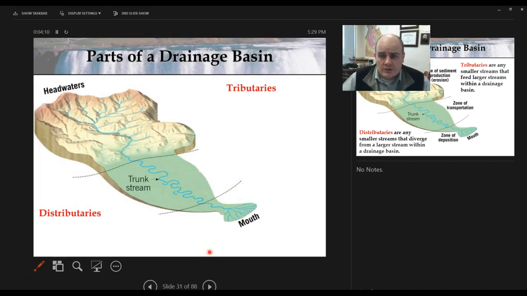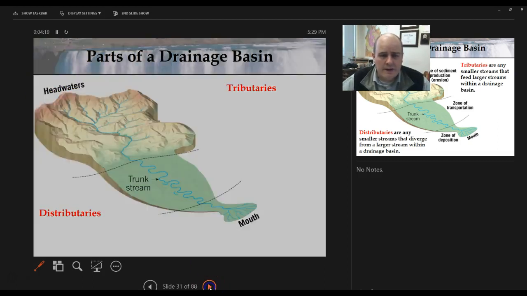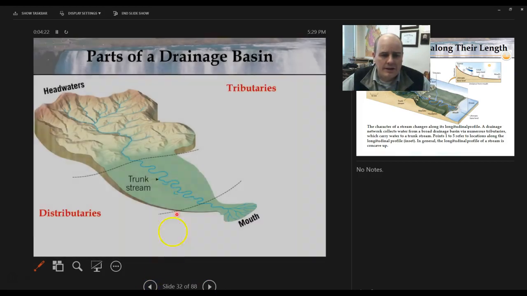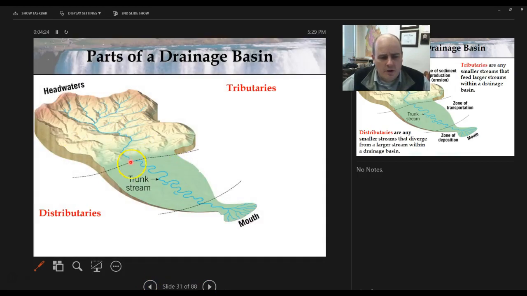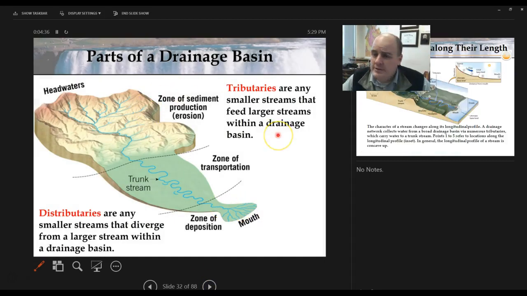Okay, so just like we were talking about before, there are some basic parts of a drainage basin. You have what we call the headwaters up at the top. We have lots of tributaries. Okay, and then you get to this area here, which we call the trunk stream. Okay, and then we get to the bottom, which we call distributaries. A tributary is something that gives up to a larger thing. We already kind of talked about that. So the smaller streams go into the larger stream, and a distributary is when something gets distributed outwards.